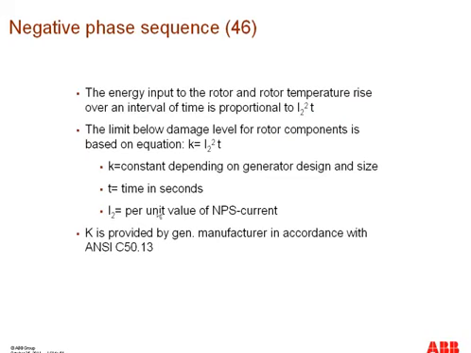Here you can see that K is the constant depending on the generator design and size, T is the time in seconds, and I2 is the negative phase sequence current in per unit. And this value of K is provided by the generator manufacturer according to ANSI C50.13. This K signifies the limit before damage occurs to the rotor due to negative sequence currents.